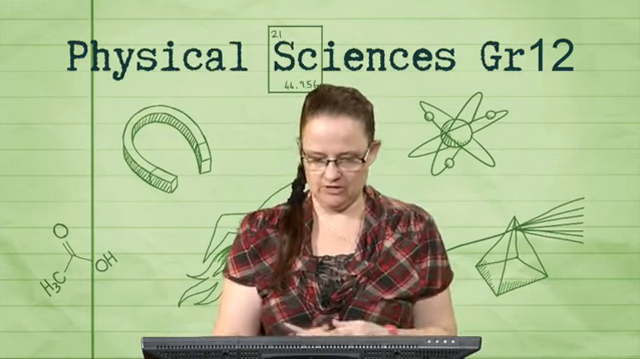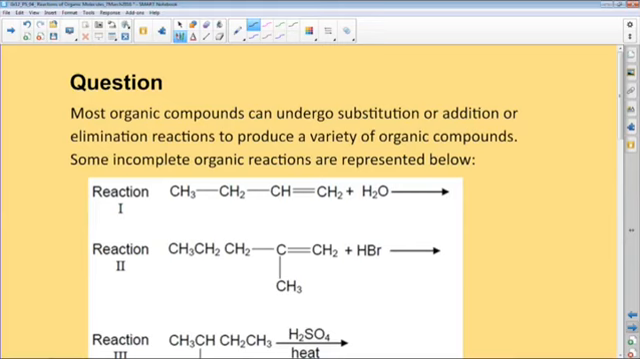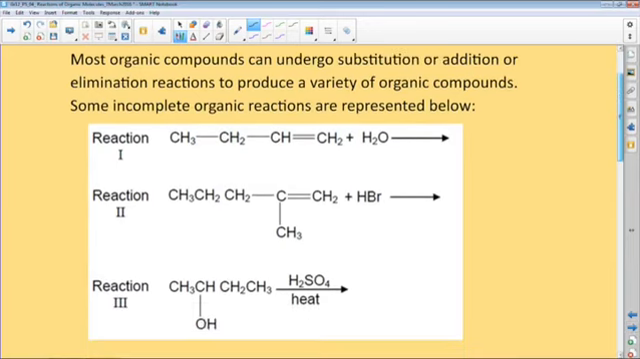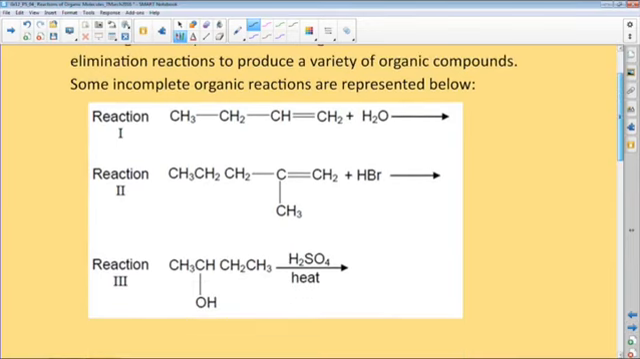So when we go to the question, here's the question, and I'm not even going to look at question 1, 2, 3, whatever they're asking. It says most organic compounds, and then we've got the incomplete organic reaction. So now I look at this and I go, because in the beginning of the question they mentioned addition, substitution, elimination, I'm going to be asked about that.